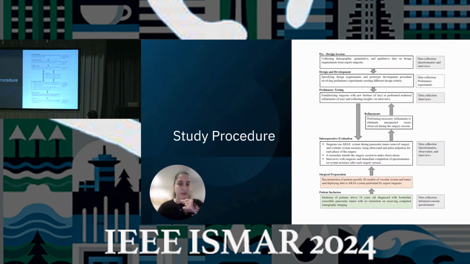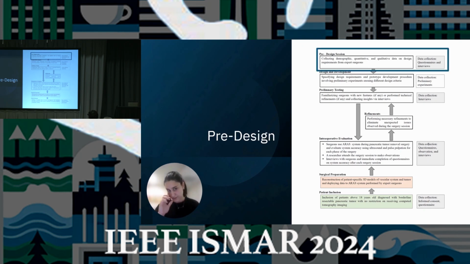So we designed a study procedure with the involvement of the surgeons throughout the study, iteratively refining the system and testing it while collecting multiple types of data. I'll just go ahead and quickly give you an overview of each stage.